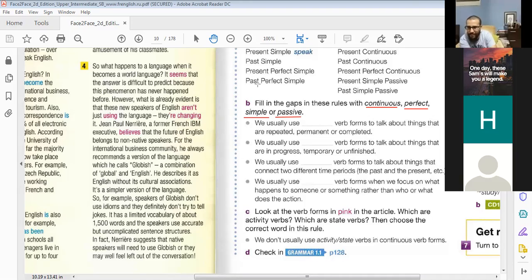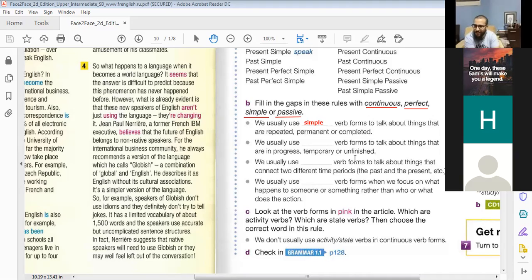What about the second point? What do you think? Continuous. Completed and simple past, or past simple. Yeah, it's completed.